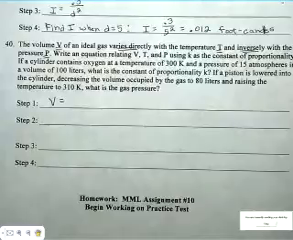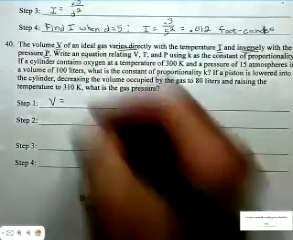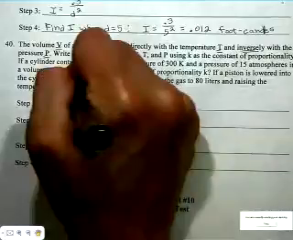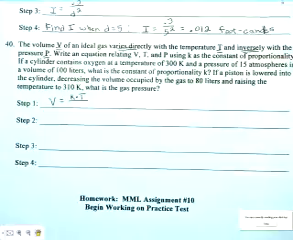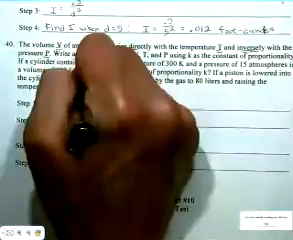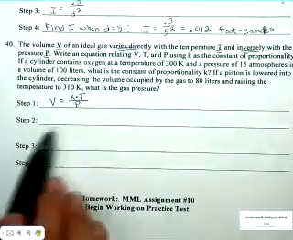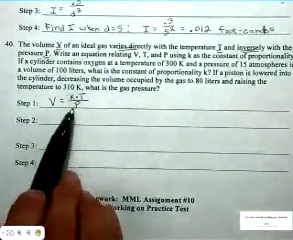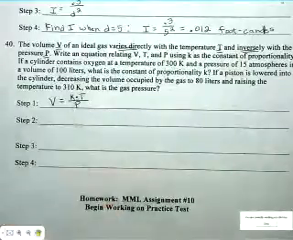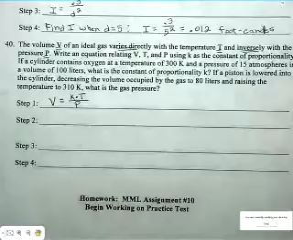K times T, I agree with that part, because it says inversely. K times T divided by P, because now this equation says two things. The K times P part is the direct variation. The K divided by P part is the inverse variation.